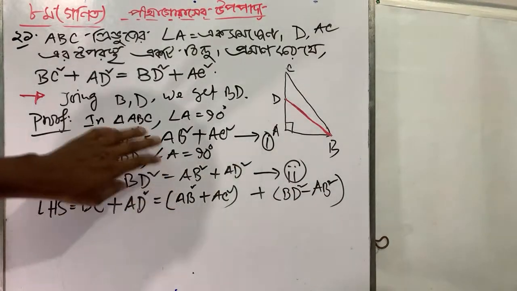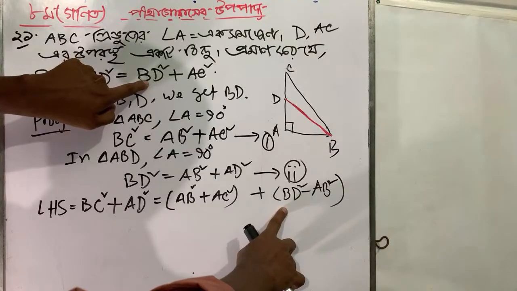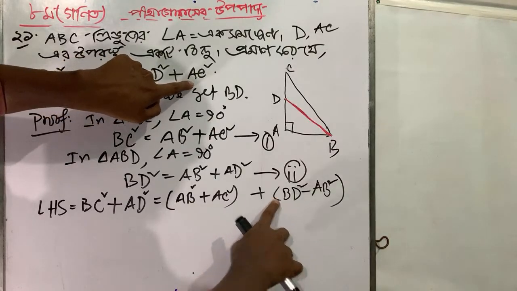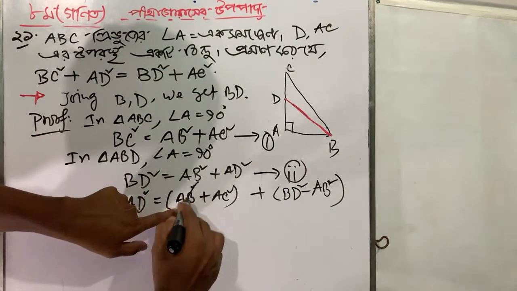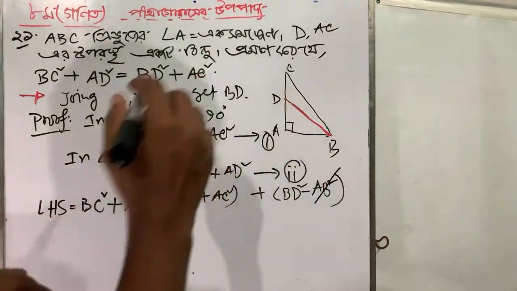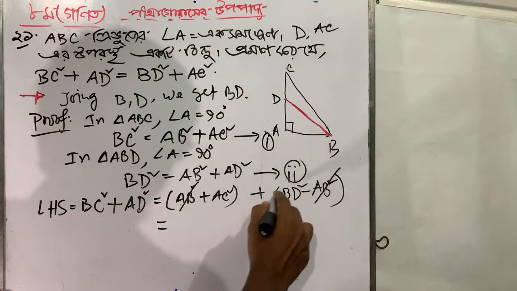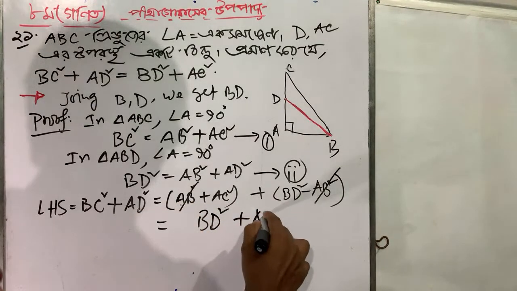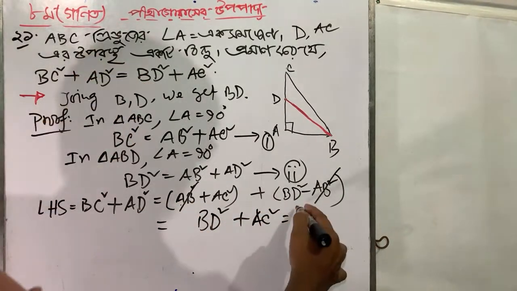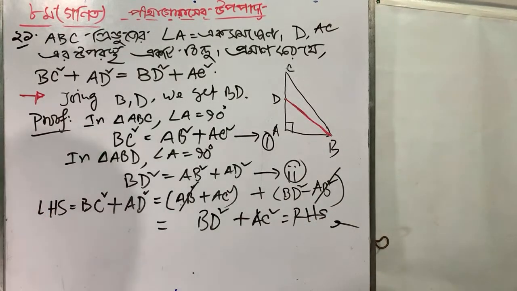So now we have to prove this. We have BD square, but we will need only AC square. You have AB square minus AB square cancelling each other. Therefore, now you have BD square plus this AC square, and that is the right hand side of this theorem, and hence this theorem is proved.